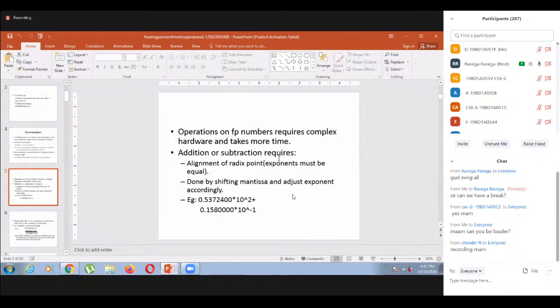So coming to the arithmetic operations, the arithmetic operations with fixed point numbers are very simple compared to the floating point operations. The floating point operations are more complicated than the arithmetic operations on fixed point numbers. Why? Because they take a longer execution time, and they need extra hardware to perform the floating point operations.